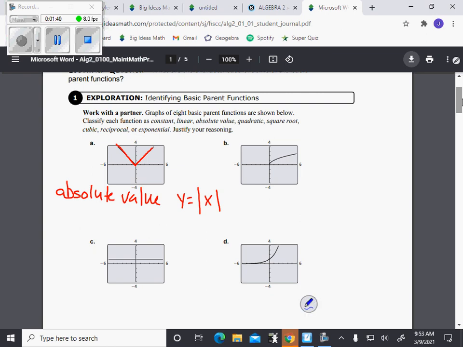Letter B, this nice little graph off to the right, is our square root. The square root looks like this: y equals the square root of x. And it makes that function there.